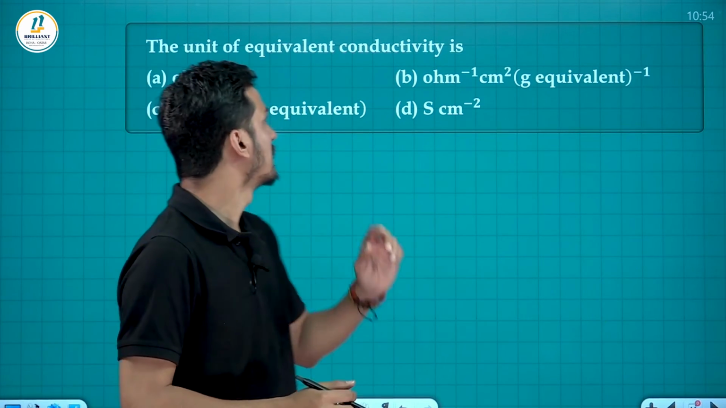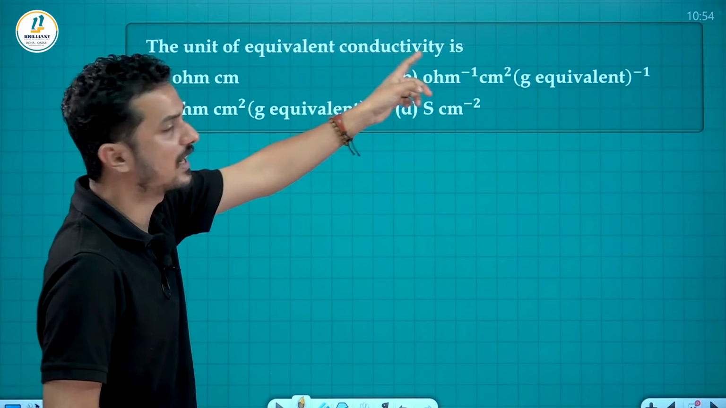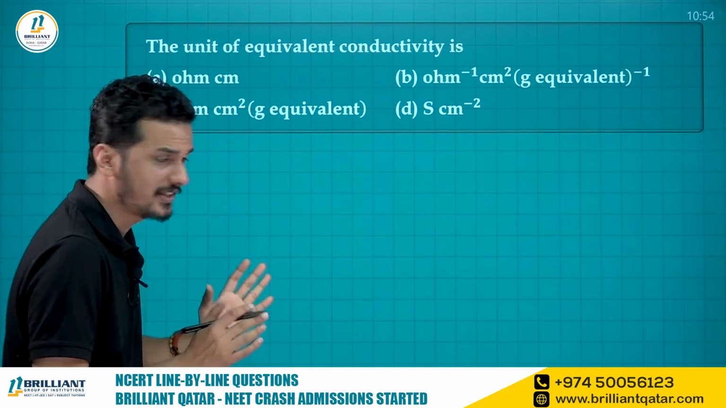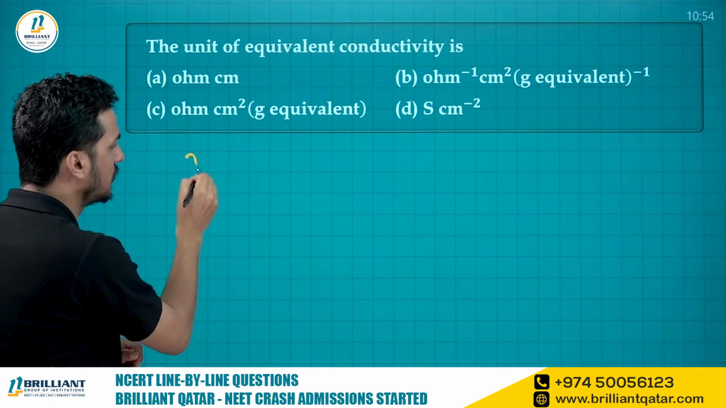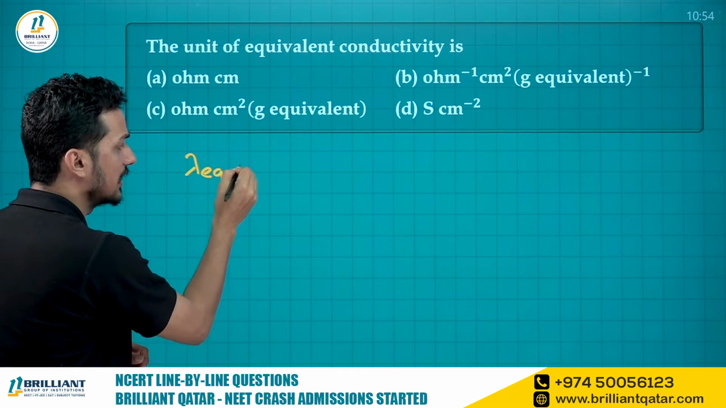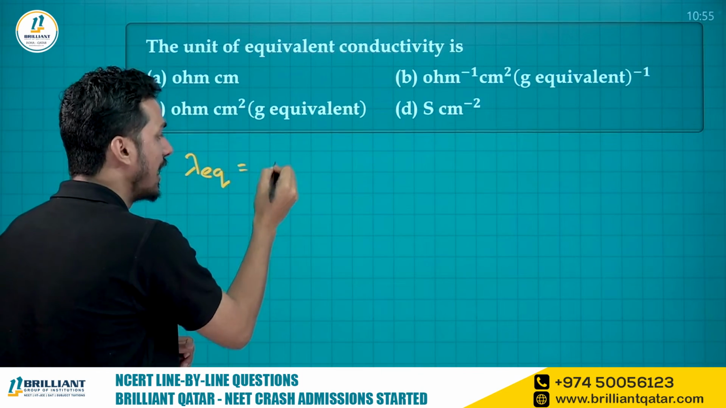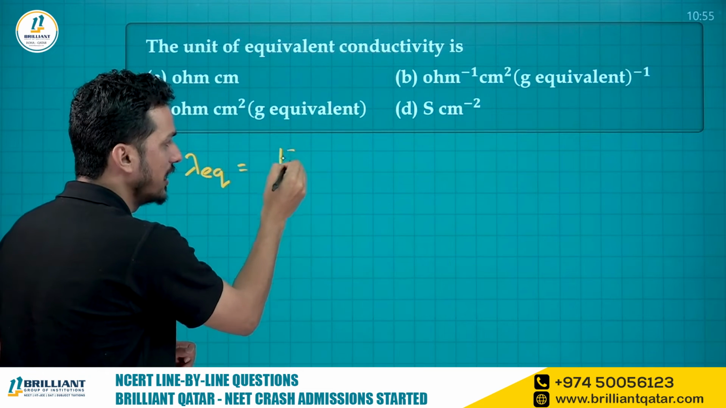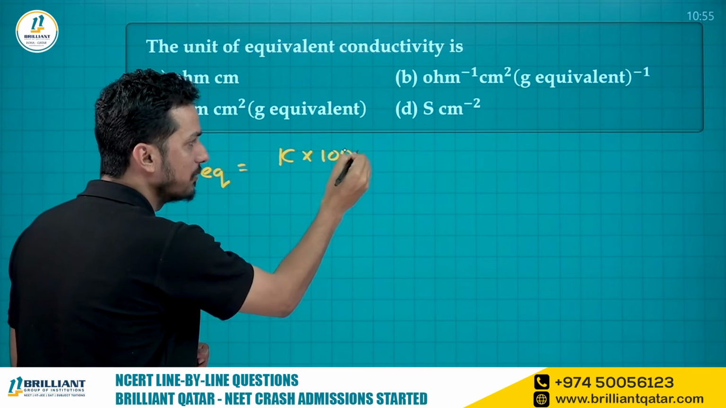So this is the question: the unit of equivalent conductivity. We know that equivalent conductivity is lambda EQ, and they are asking for its unit. Lambda EQ equals kappa into 1000 divided by n.